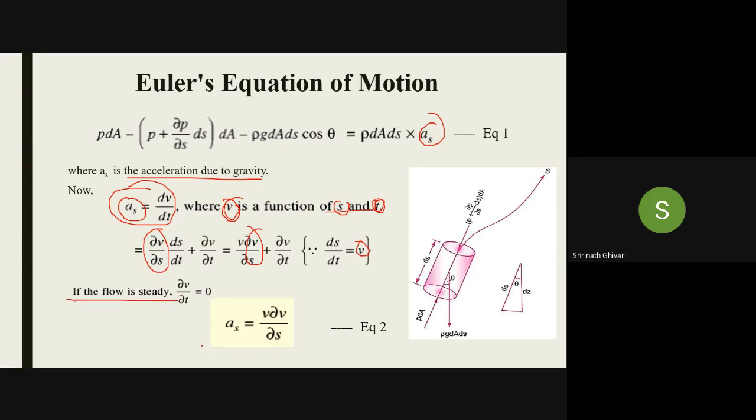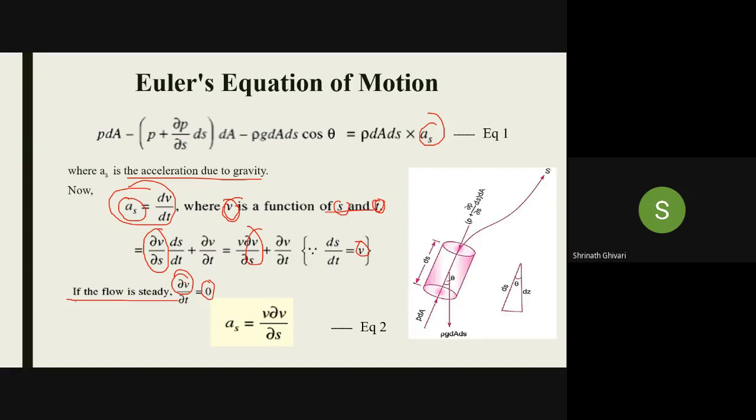If we consider the flow to be steady, what is meant by this? What is meant by steady flow? Steady flow is nothing but the property which does not change with respect to time. That is equal to 0.